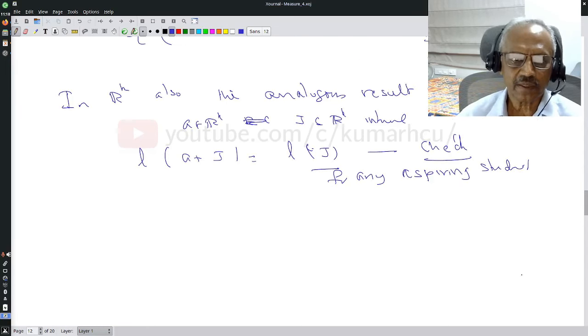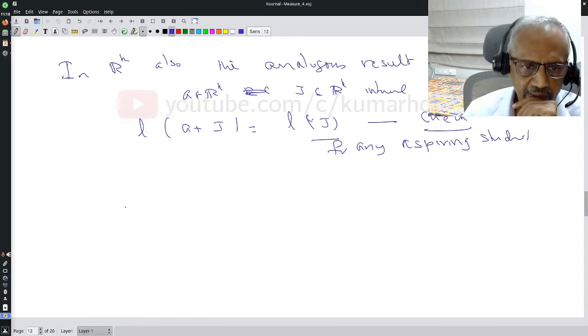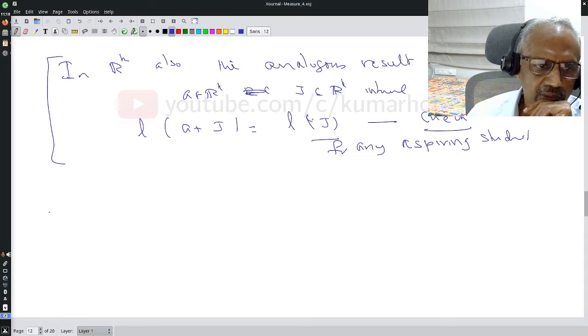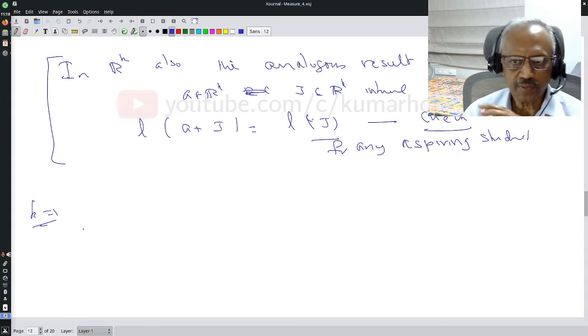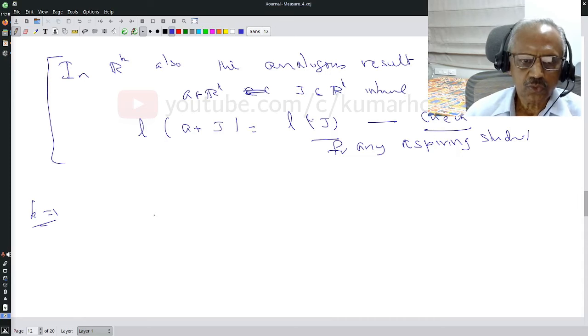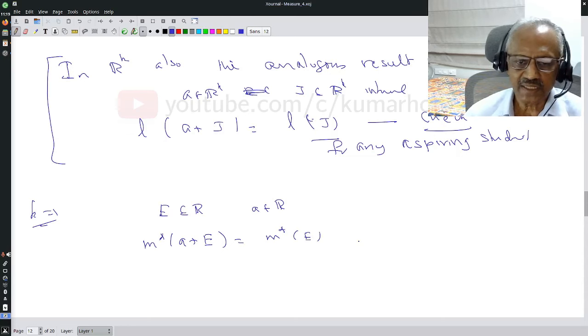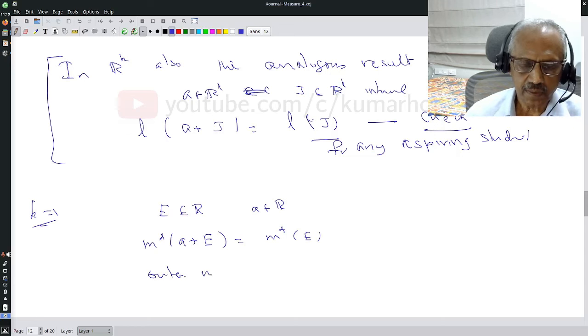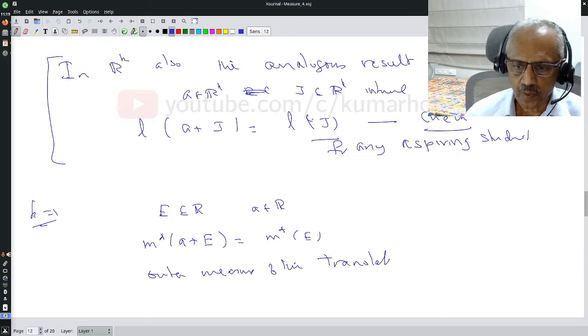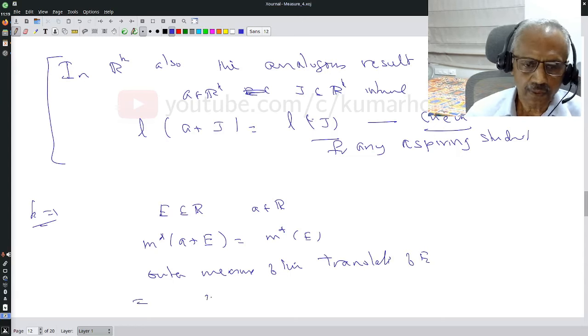Exactly, you have to go back to the same kind of logic. Now come back. We will stick to only k equal to 1, so that everybody can follow what I am doing. So, I have a subset E of R, and A a real number. Then I would like to prove something similar: M star of A plus E is the same as M star of E. That is, the outer measure of the translate is equal to the outer measure of E.